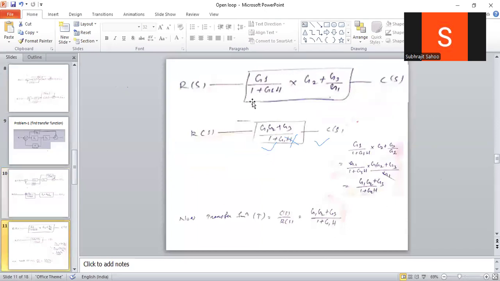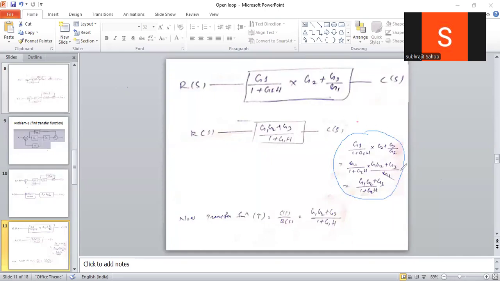This block is converted to a single block, the first gain into the second gain. If I solve it, here I have solved. Don't include this solution in your answer. This is the solution of this expression.